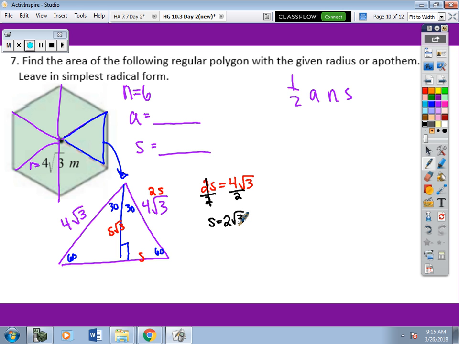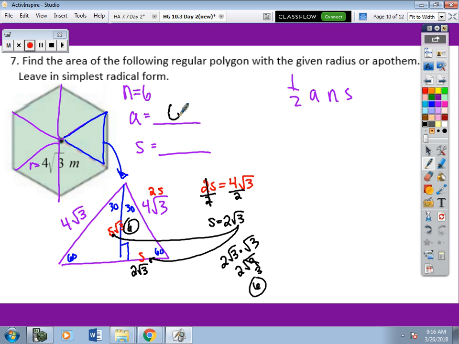Now be careful. This is not this S. So we have two different S's that we're talking about, so be really careful. Plug this back into your picture. That would make this be 2 root 3. Now, the apothem is s root 3. So that's going to be 2 root 3 times another root 3. This will get me to root 9. Root 9 is 3, so 2 times 3 will get me that the apothem is 6. So the apothem is 6.